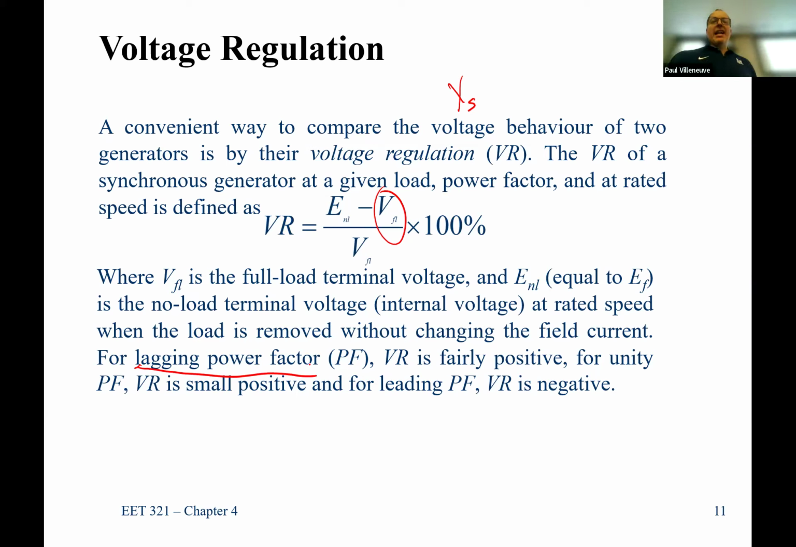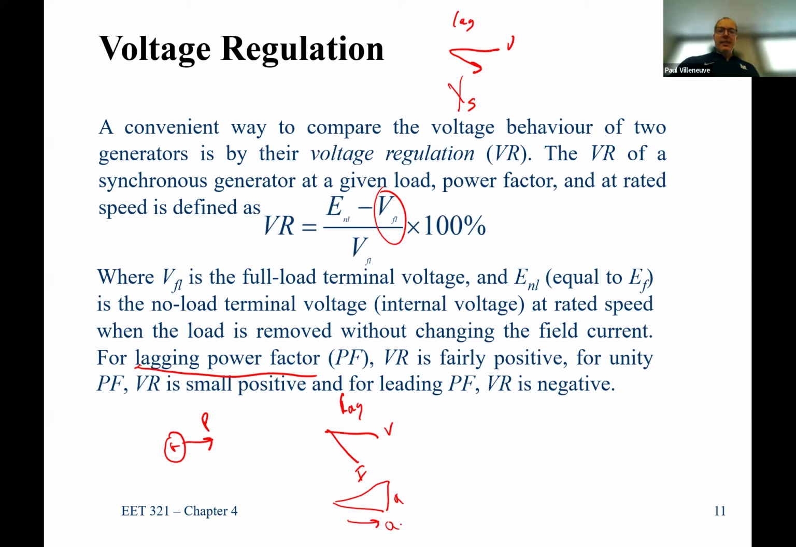Why is that? When we talk about a lagging power factor, let's draw a power triangle. Here's V, here's I, here's my lag. And if I do my power triangle, I have this, right? Q is positive. In the case of a generator, here's my generator. P is always out. In the case of a lagging power factor, Q is out as well. In a leading power factor, Q is negative. So now Q is in.